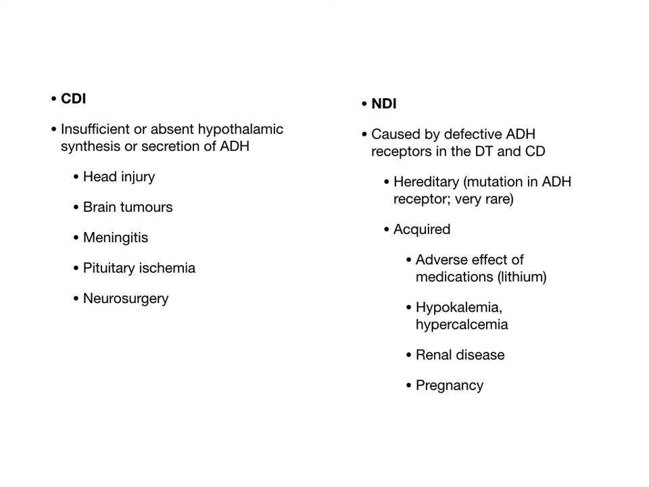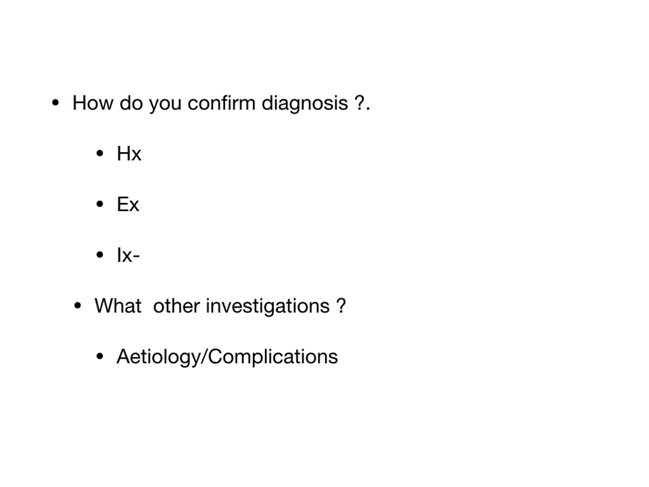How do you differentiate these conditions? Whether this patient is having central diabetes insipidus, nephrogenic diabetes insipidus, or other conditions. In any condition, it is your history, examination, and investigation to diagnose this problem, and you have to do other investigations to look for the etiology and the complications. So in this patient, history says this patient had a head injury, so most likely the patient's posterior pituitary is damaged. That's why the ADH secretion is impaired.